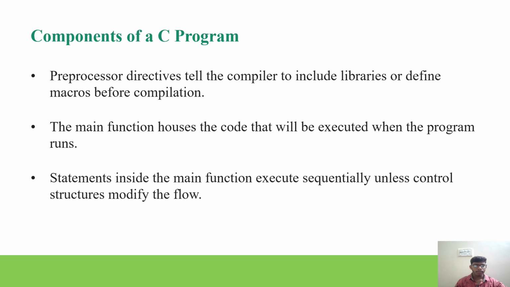Components of a C program. A preprocessor directive tells the compiler to include libraries or define macros before compilation. The main function houses the code that will be executed when the program runs. Statements inside the main function are executed sequentially unless a control structure modifies the flow.